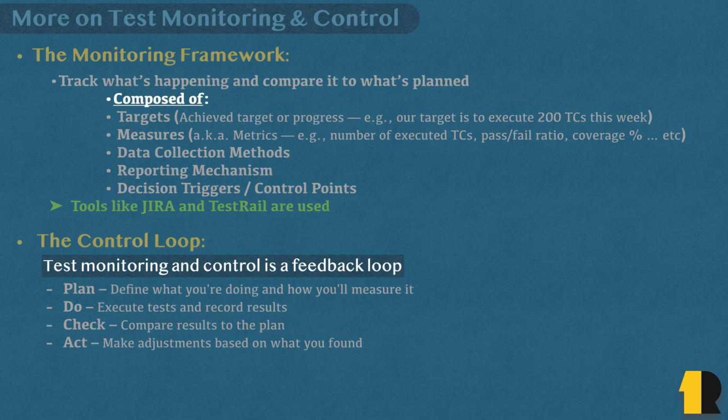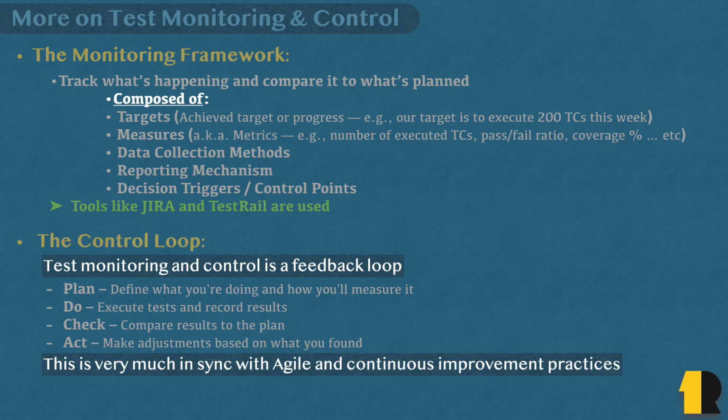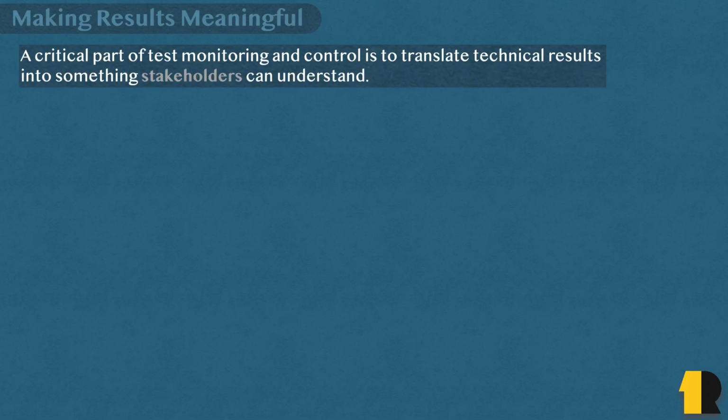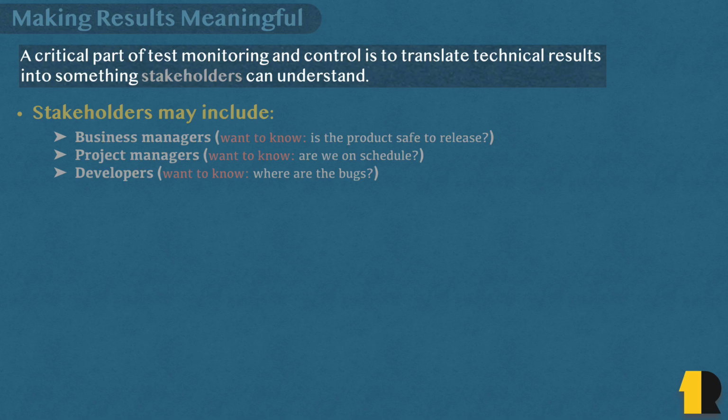Now, if that sounds familiar, it's just because this is very much in sync with agile practices and continuous improvement cycles. You're continuously checking and adjusting, not just setting a plan at the beginning and blindly following it until the end. Of course, when you are a test manager, you don't work alone, and you need to communicate the test monitoring and control results to your teammates and other stakeholders. Who? Well, anyone who might be interested.